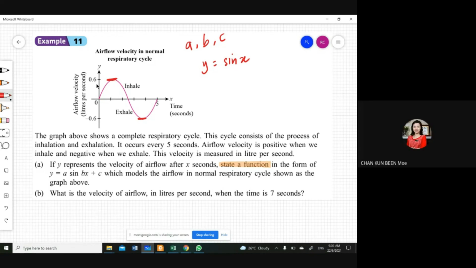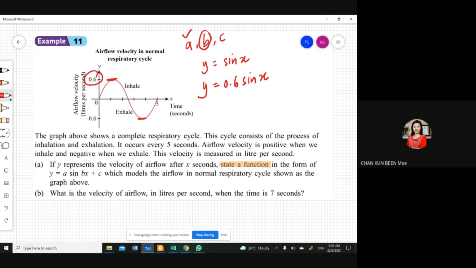Okay, so from the 0.6, we can form the equation already. It is y equal to 0.6 sine x. But it's not done yet. That one indicates the amplitude, so we put it in front. Are you okay so far? Now we need to look for the B. A is done.